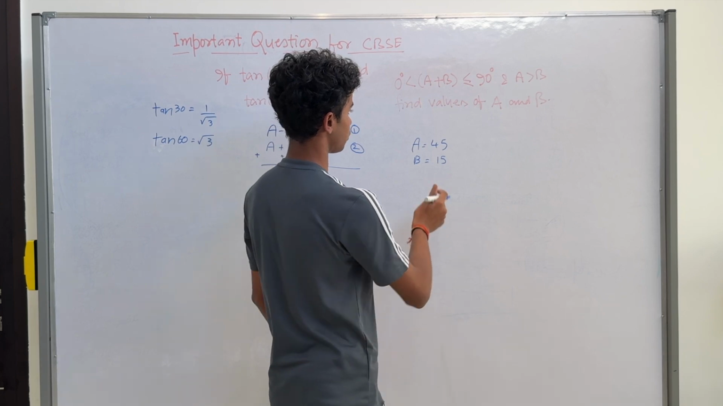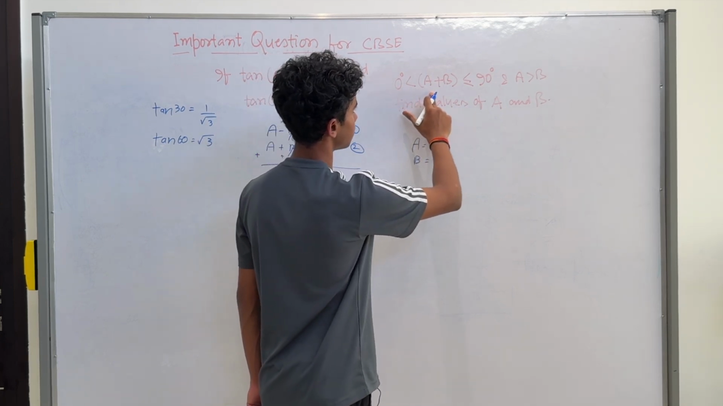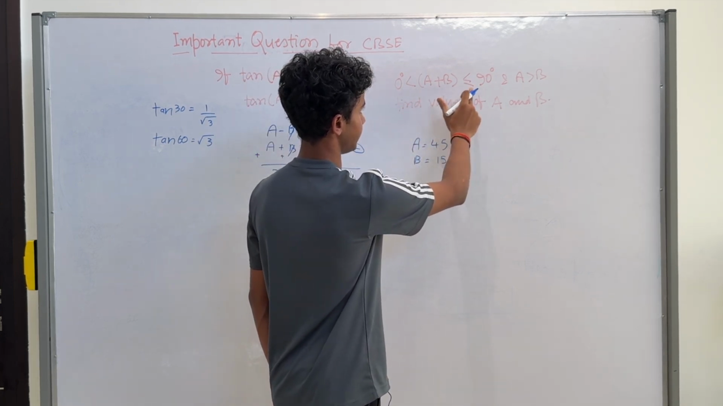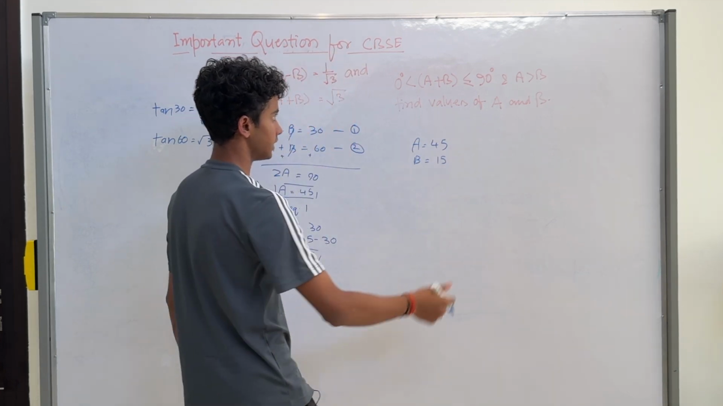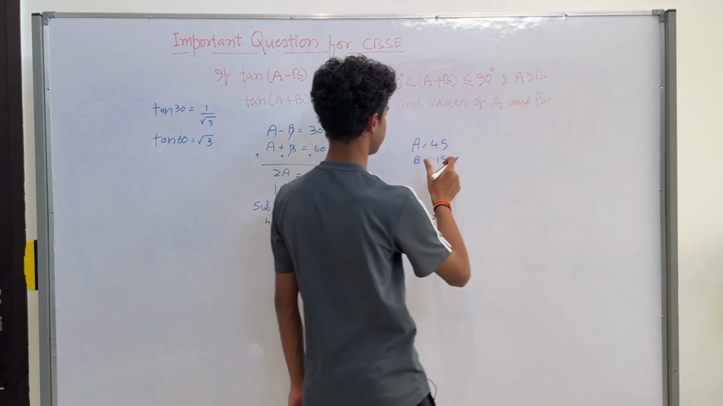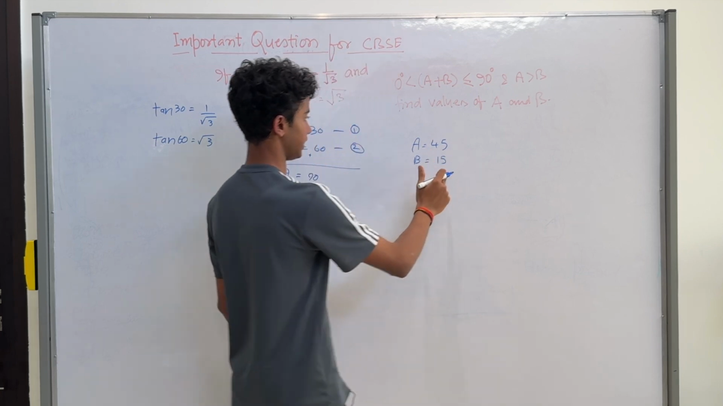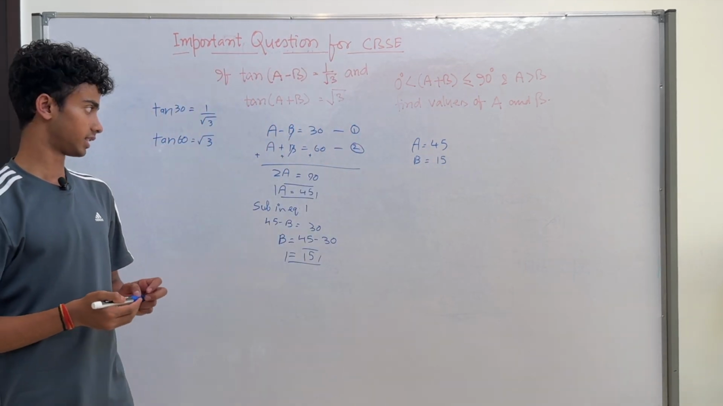As you can see, it is obeying the conditions also. It's more than 0 and less than or equal to 90. And here A is obviously more than B, this is 45 and 15. This is a common question for the board exam, and thank you.